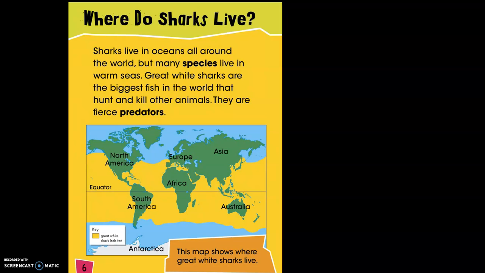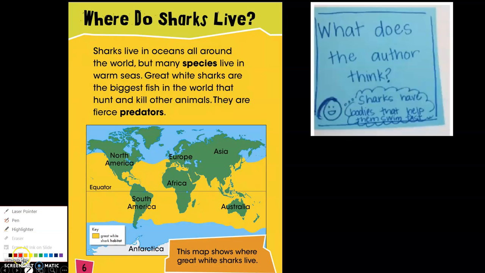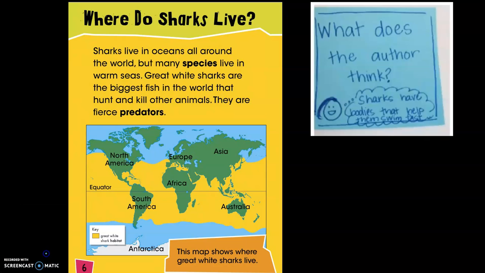Just like our T-Rex that we talked about in writing. So let's start off with the first part. What is the author thinking? Well, what's the first sentence say? Sharks live in oceans all around the world. Is that a fact, or is that something that the author is thinking?